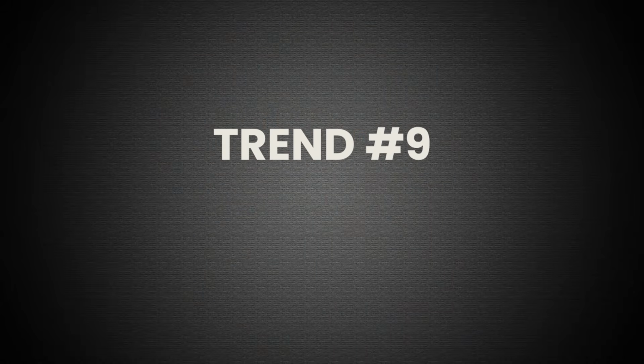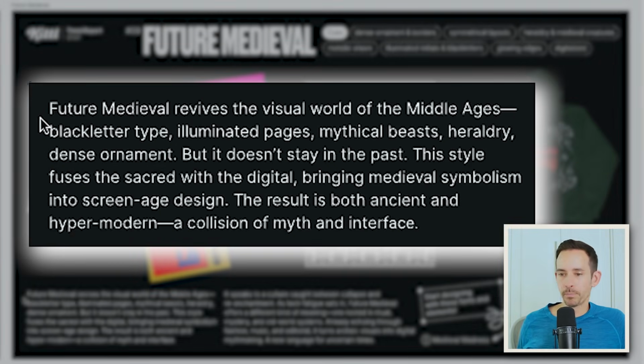Trend number 9 is called Future Medieval. Here it explains that Future Medieval revives the visual world of the Middle Ages. Black letter type, illuminated pages, mythical beasts, heraldry, dense ornament. It doesn't stay in the past. This style fuses the sacred with the digital, bringing medieval symbolism into screen age design. The result is both ancient and hyper-modern, a collision of myth and interface.